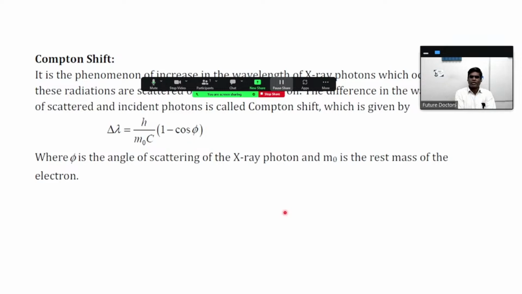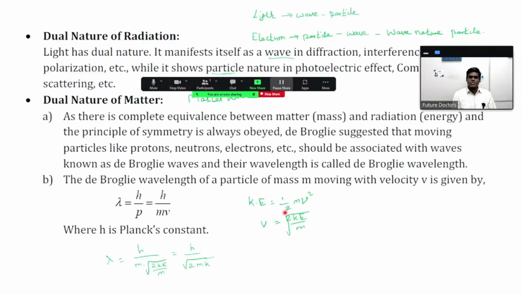Dual nature of radiation. Light has a dual nature, that is, it manifests itself as a wave in diffraction, interference and polarization experiments, while it shows particle nature in the photoelectric effect, Compton effect, scattering, etc. Dual nature of matter, also called matter waves.